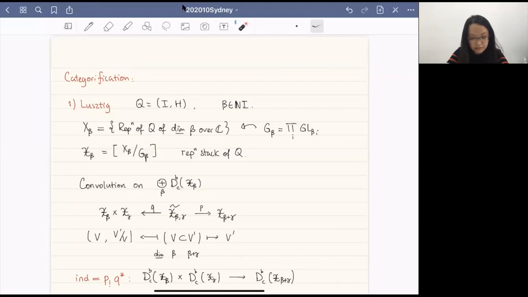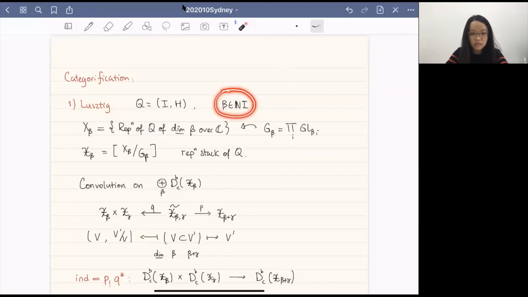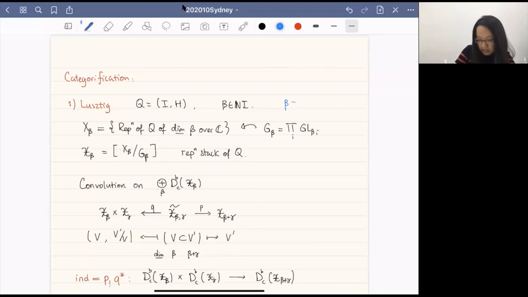we denote by X_beta the space of representations of this quiver Q of dimension vector beta. I consider the representations with coefficients in C. Now on this space there's an action of the group G_beta, which is the group of isomorphisms of representations. So it's a product of GL(beta_i). Here the notation is that beta is the sum of beta_i times i, where the beta_i are some positive integers. And then this curly X_beta is the quotient stack of this X_beta by this G_beta.